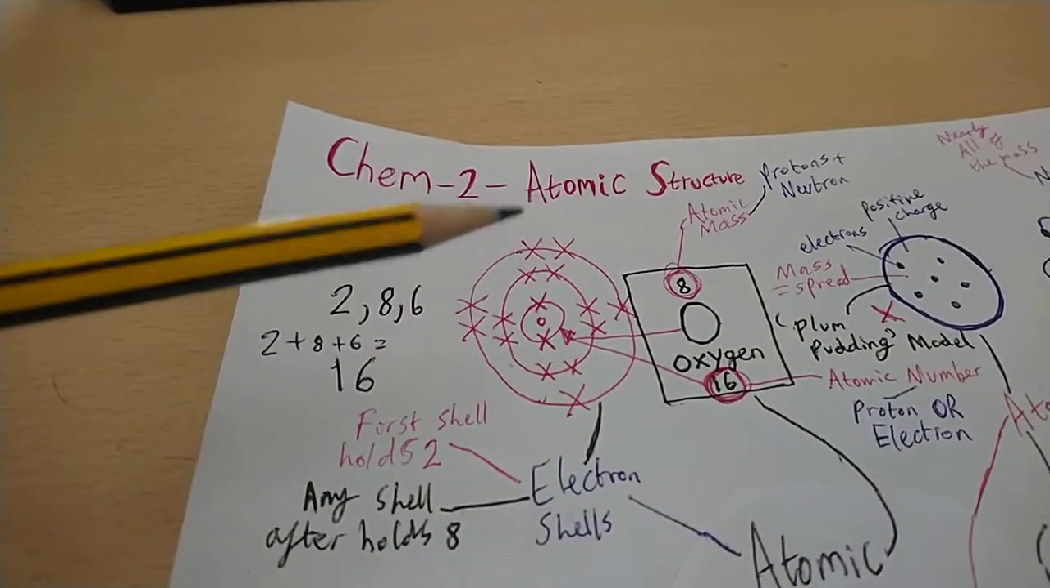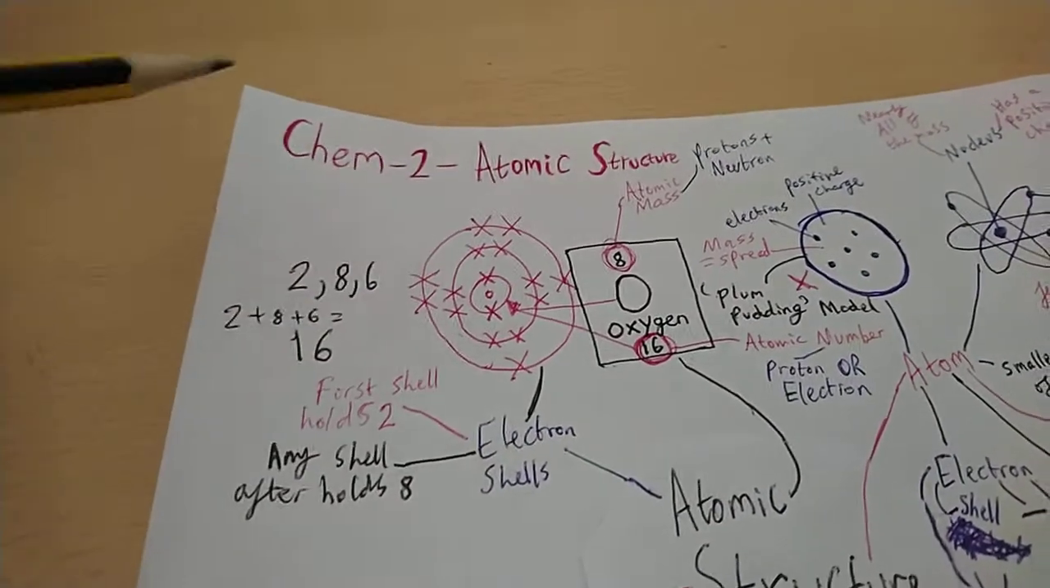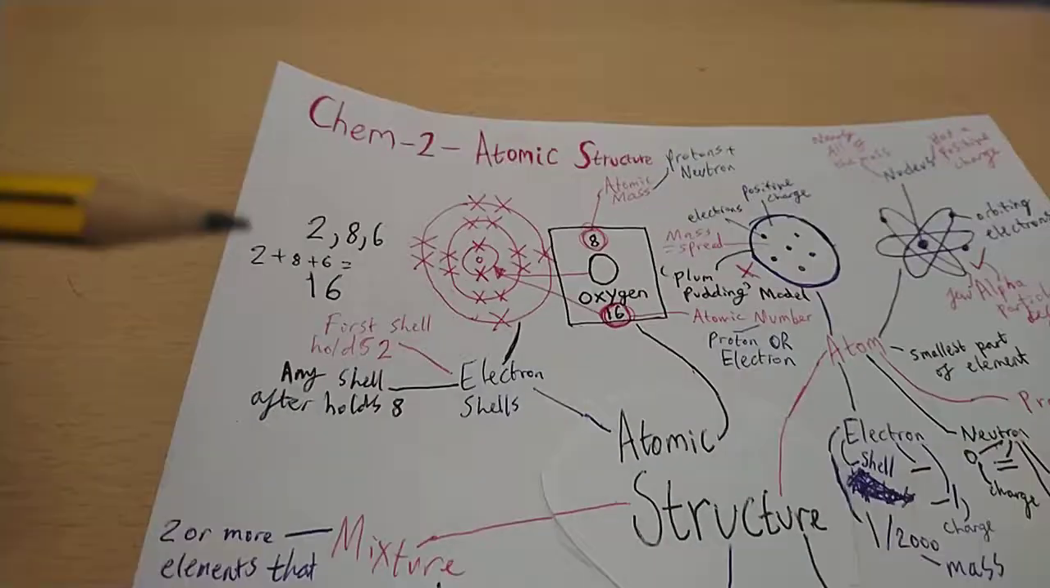What we're saying is the first shell here holds 2, and any shell after holds a total of 8. That's all this is trying to prove. It doesn't matter that it's wrong.